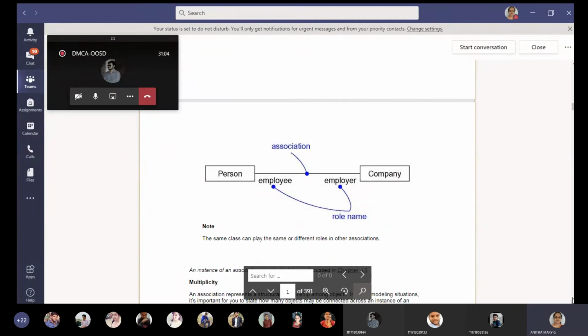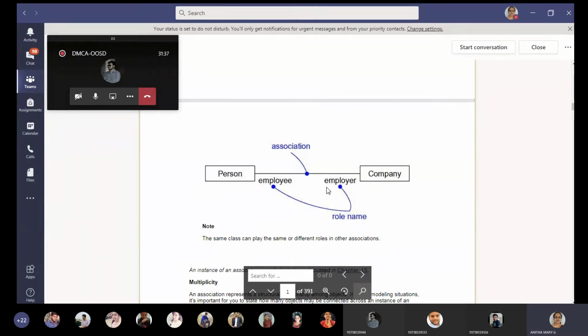So moving on to the next one. The next adornment is role. Along with the association, I want to specify the roles also, when person and company are there. So what is the role of a person? He is an employee, working for the company. And the company is an employer, giving employment to the persons or individuals.